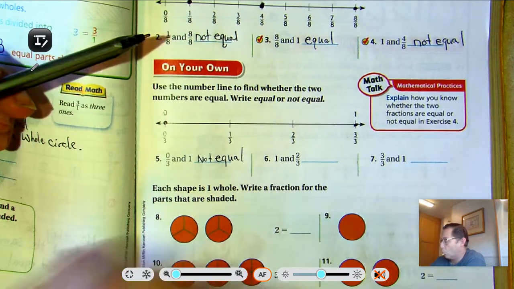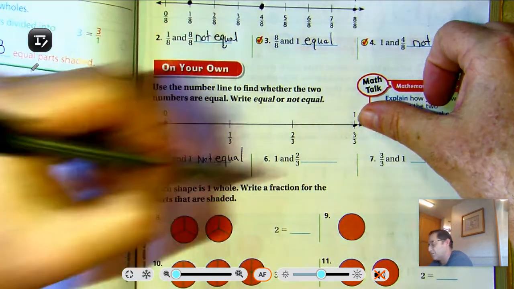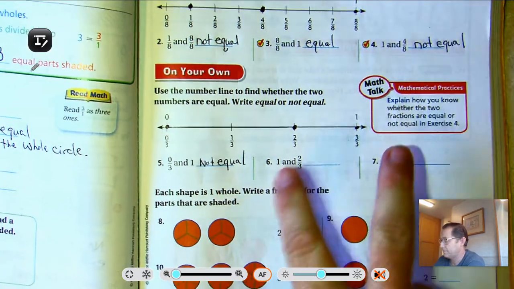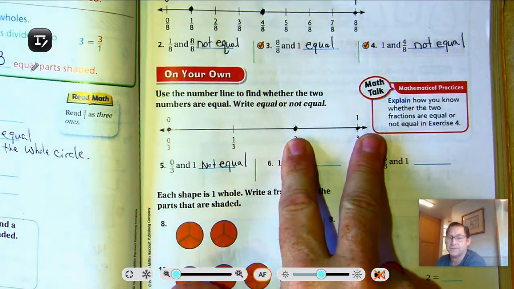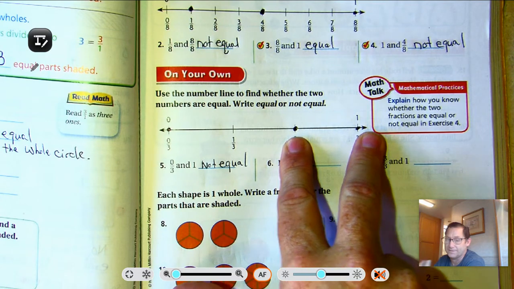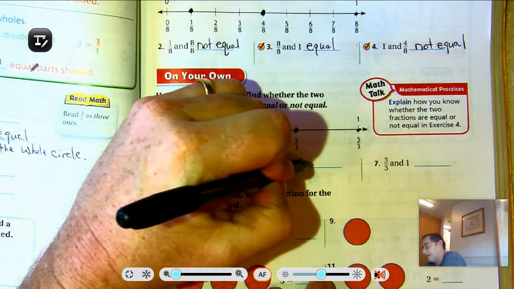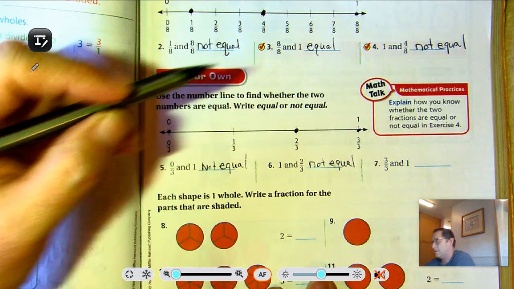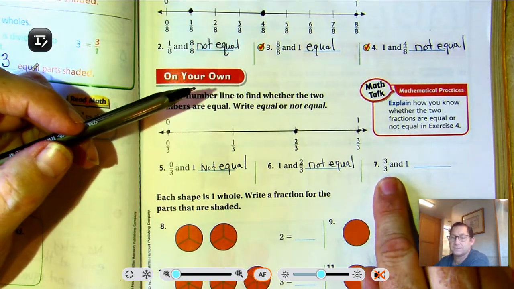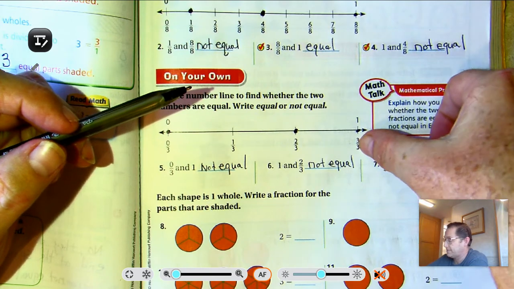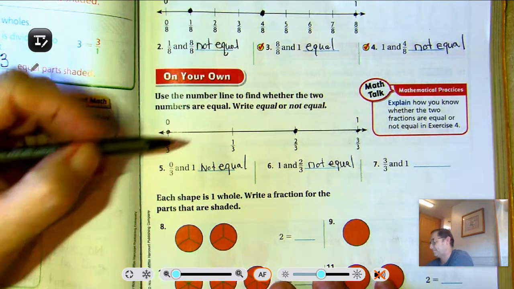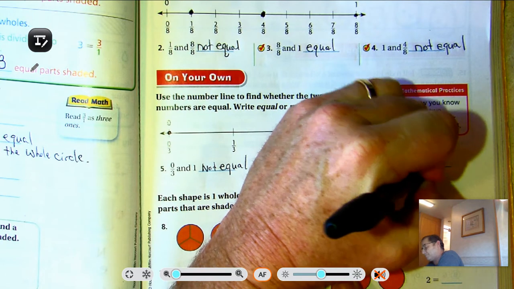Okay, how about 1 compared to 2/3? Here's 2/3, here's 1. They are not in the same spot or at the same point, so not equal. All right, 3/3 and 1. 3/3 is here, 1 is here. They end at the same point. They are equal.